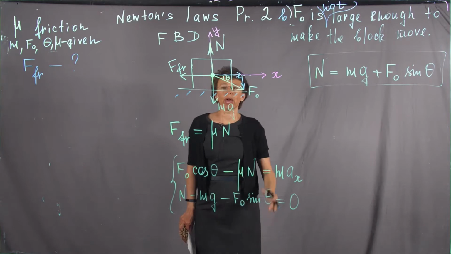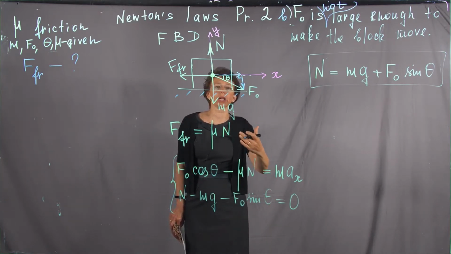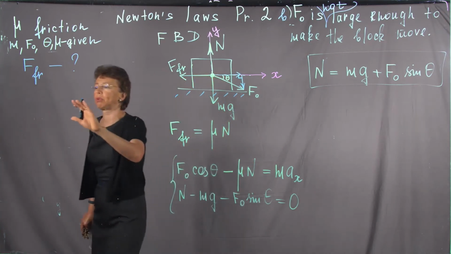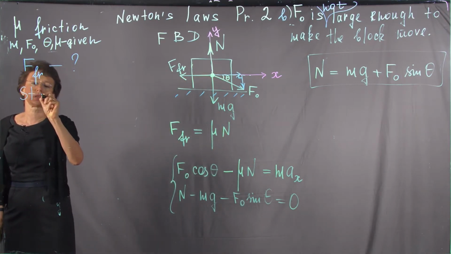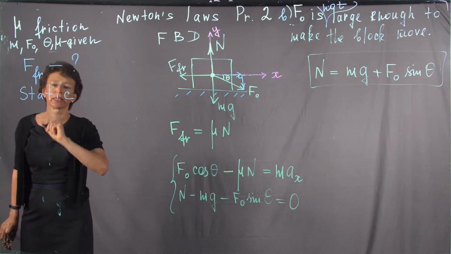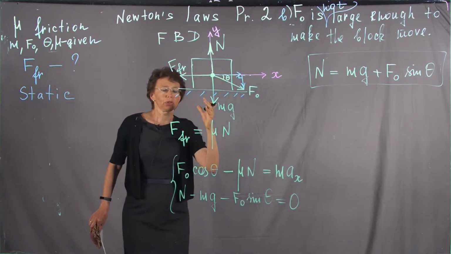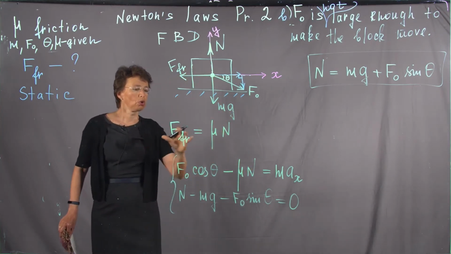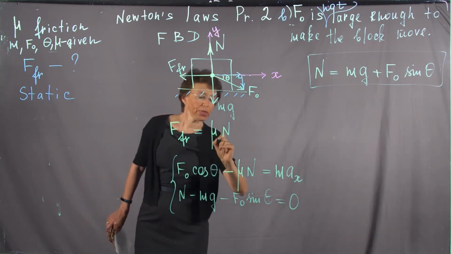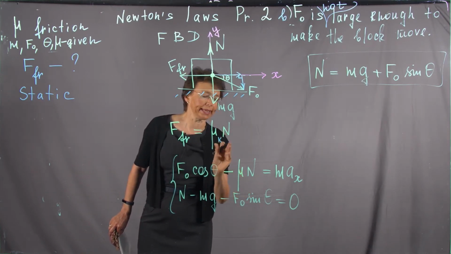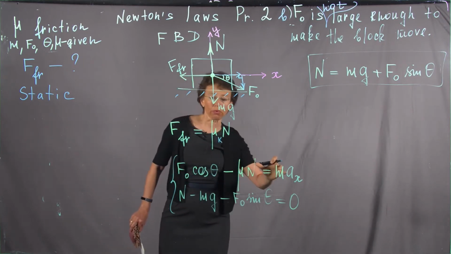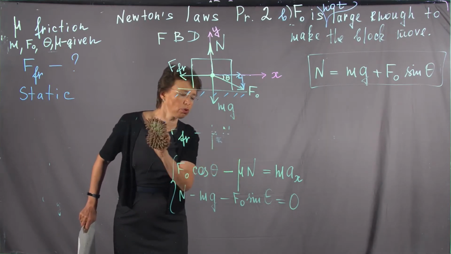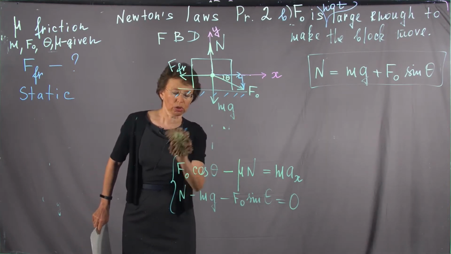Okay, so now the block is not moving. Life is much more complicated because we know that in this case, force of friction will be force of static friction. First question that I want to ask you: is force of friction mu n? Not anymore. Before that, we had mu kinetic n here. The block was moving. Now the force of friction is not mu n, and we need to figure out what it is.